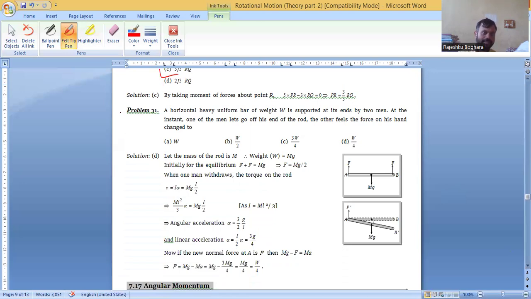इक्वेशन एग्जाम में आ गया है जी में, तो हमें करना है. A horizontal heavy uniform bar of weight W is supported at its ends by two men, A and B, two men, equal force given. At the instant, one of the men lets go of his hand. A छोड़ देता है, B पकड़ता है. तो means this rod moves in this time.